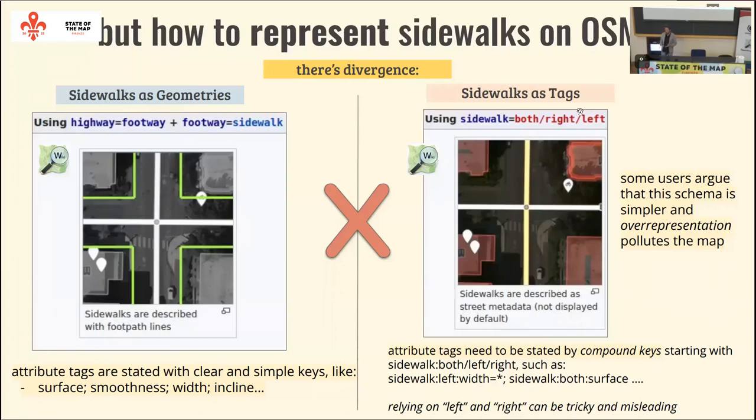And there's also the other way to do it, which is representing sidewalks merely as tags, as metadata of the road. So you use the sidewalk tag with both, right, or left, and to state properties you need to use compound keys. You start with sidewalk, colon, both, left or right, and then a property of the sidewalk. So something like sidewalk:left:width, then the value. Many times relying on left and right can be tricky for the mapper and also misleading, and not all tools can handle left or right at the present moment.